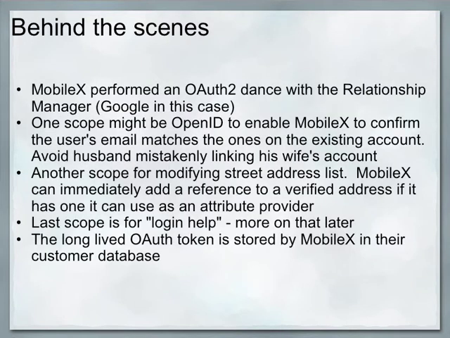Now, behind the scenes, if the user gives consent, what has happened is that Mobile X has done a traditional OAuth 2 dance with the user's relationship manager, in this case Google, and Mobile X did the OpenID part to get an email address for the user just to make sure it matches the account and the user didn't accidentally use the wrong account. Then, using all the techniques from the street identity attribute provider mechanism, it could associate a verified street address with their account. And then there's one last OAuth scope, which is for that login help. We'll come to that in a moment.